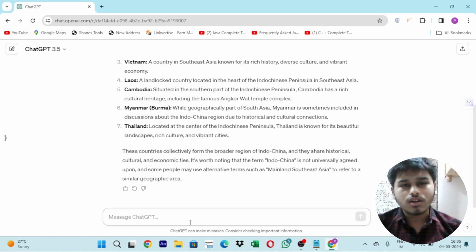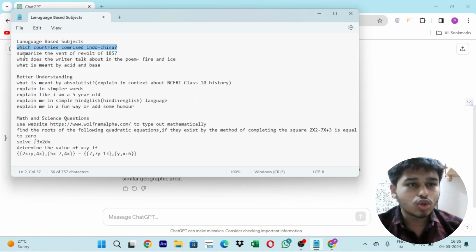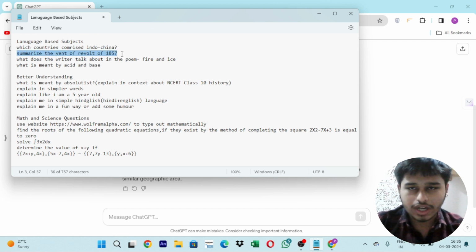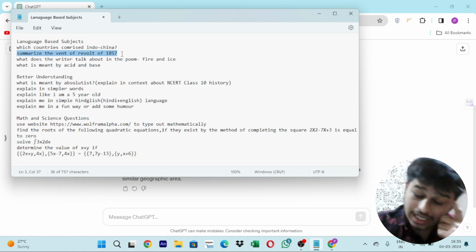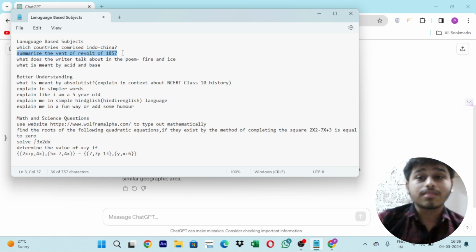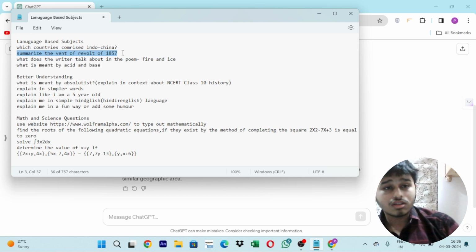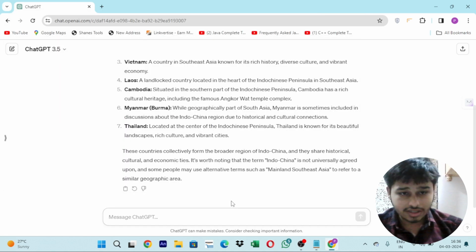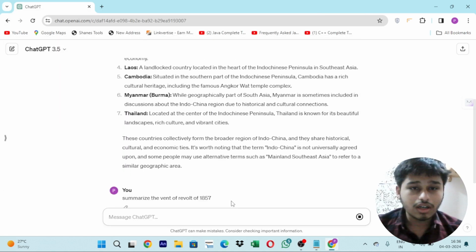Okay, guys. So now let's go to the second question. Now I will ask ChatGPT to summarize the revolt of 1857. Let's see if ChatGPT can summarize the revolt of 1857 in India. It is a question of the history subject. So when I copy this and ask ChatGPT, it will give us the answer regarding the subject of history. So now I will just copy this, paste it over here and click on enter.